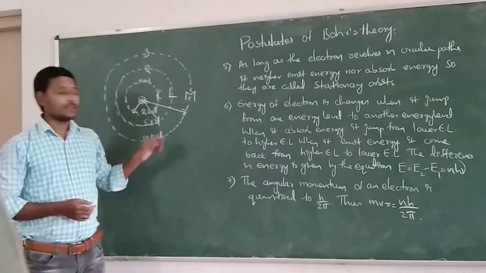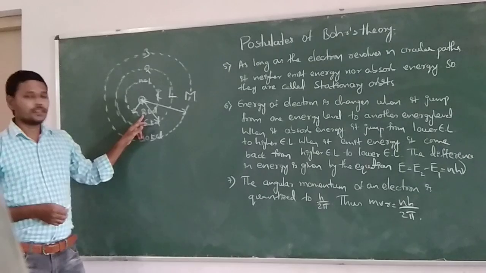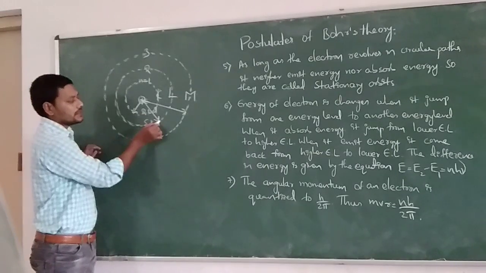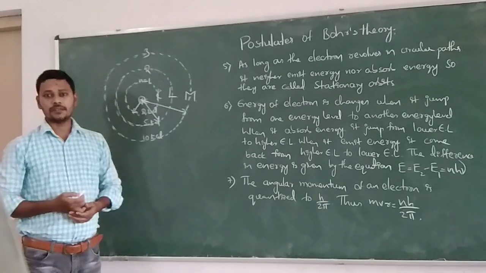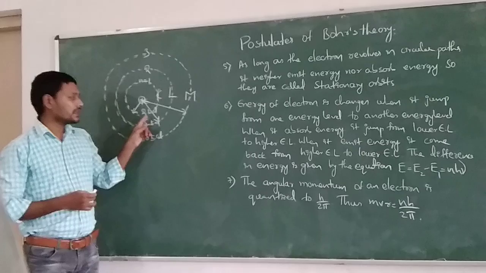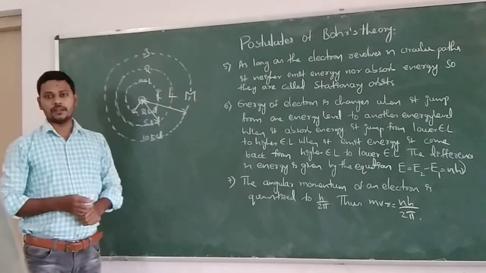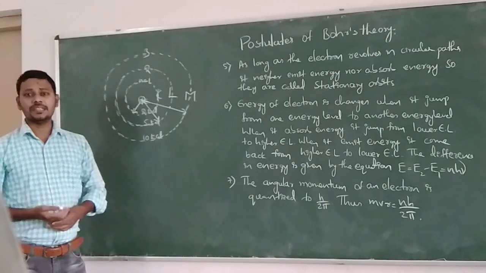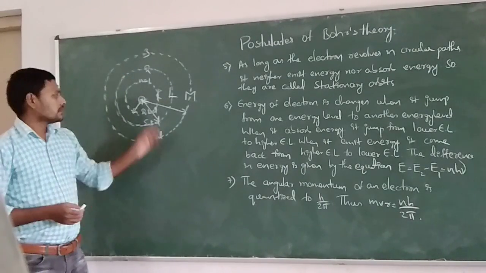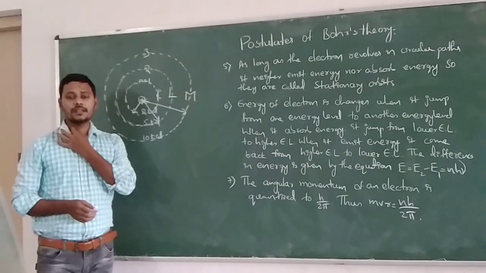Why? Because the energy of the orbit increases. See here, for example, it is having 2 kilocalories, here 5 kilocalories. So when it jumps from here to here, it must absorb some amount of energy. It requires 3 kilocalories. When the electron gains 3 kilocalories, it jumps from the first energy level to the second energy level. So depending upon the energy gained by the electron, it jumps to different energy levels. So the energy of the electron changes when it jumps from one energy level to another.